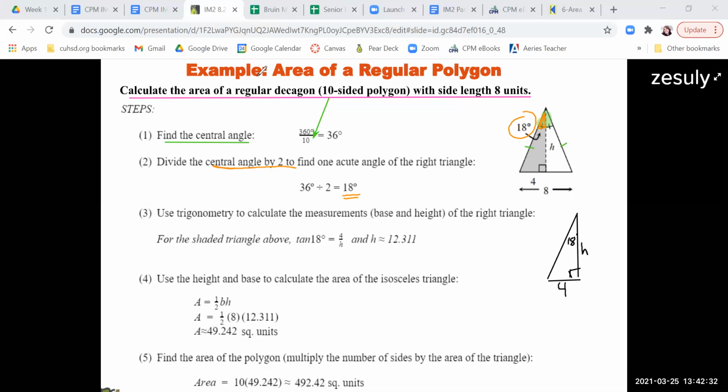Basically we have a base of this triangle that is 4, and then a height we don't know. So now we don't have a special right triangle anymore. This isn't 30, 60, 90. It's not 45, 45, 90. We're stuck. We have to use trigonometry for this.